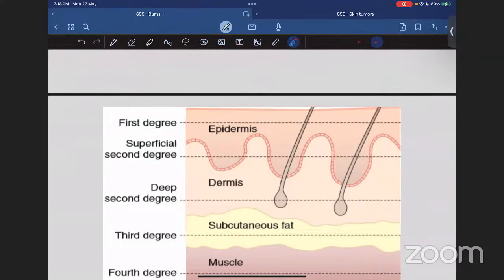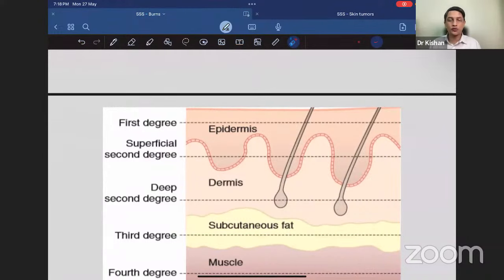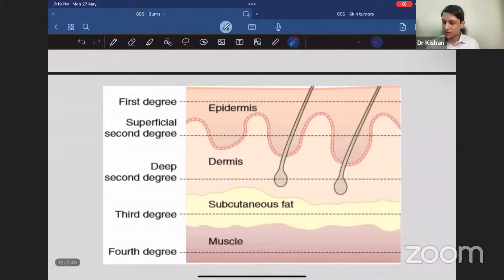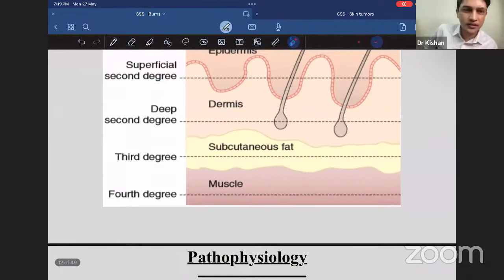epidermis and dermis, and subcutaneous tissue also. Right, yeah. And 4th degree, we have involvement of organs, fascia, and tendons. Underlying structures. Okay, like any tendon, muscles.